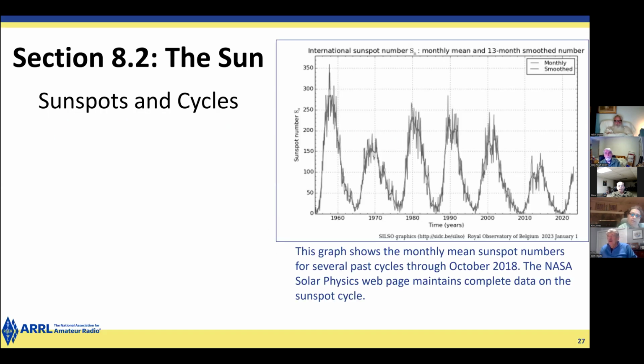Okay. I'm going to just talk for a couple minutes, then we're going to take a break right at 8 o'clock. But I'm going to talk about the sun because the sun is what powers the ionosphere, if you will, and it's also what lets us exist on Earth.